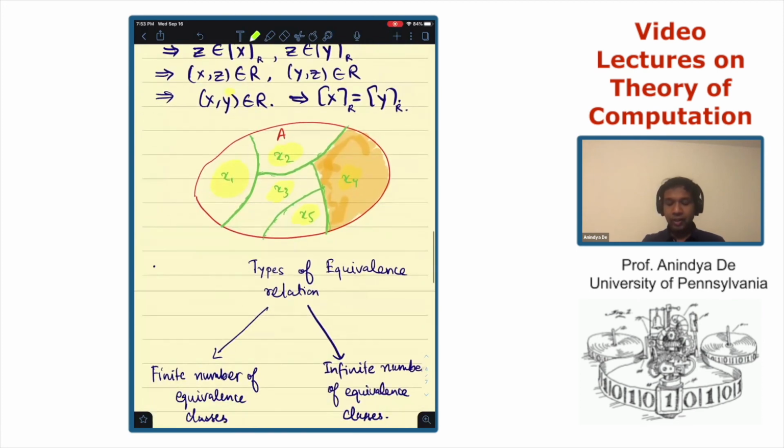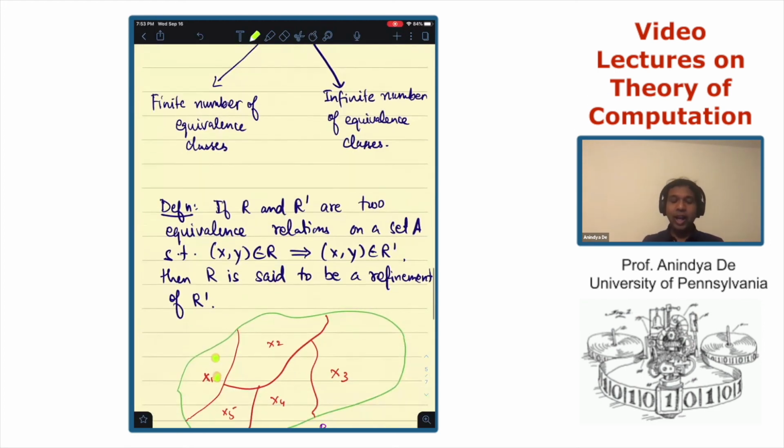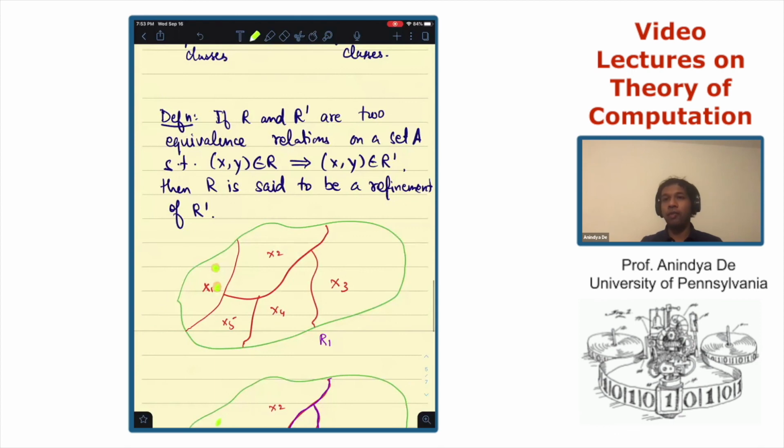We said that there are two different kinds of equivalence relations, those which induce finite number of equivalence classes and those which induce infinite number of equivalence classes. And this distinction is going to be important for us. And we ended with the notion of an equivalence relation refining another equivalence relation, and what it means for the number of equivalence classes induced via the first equivalence relation vis-a-vis the second equivalence relation.